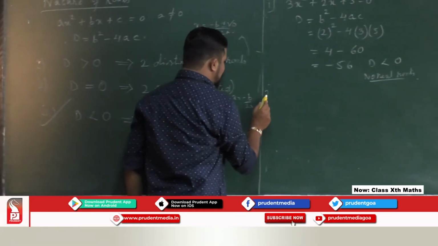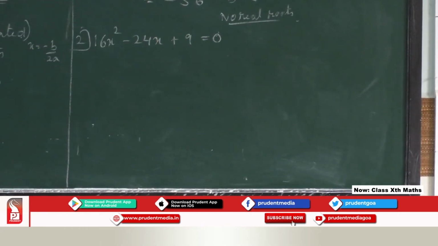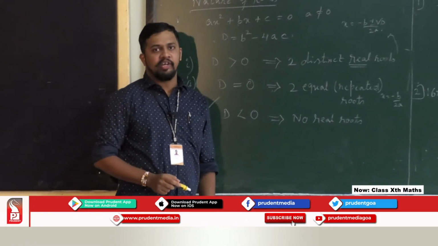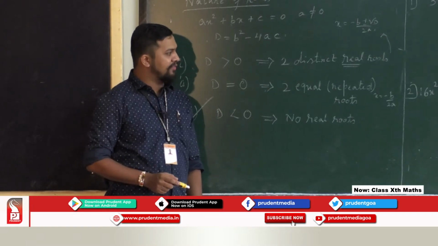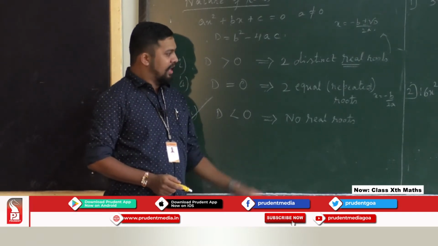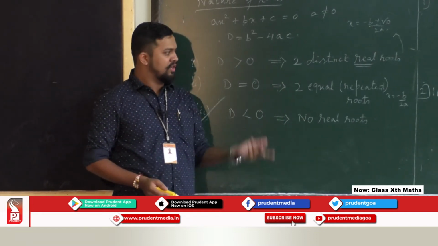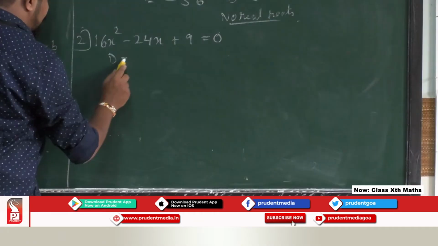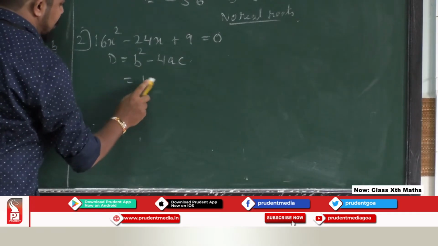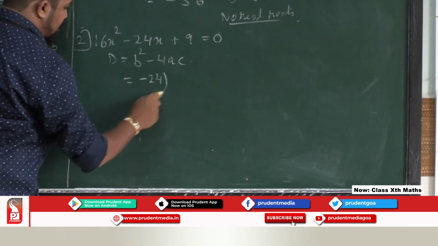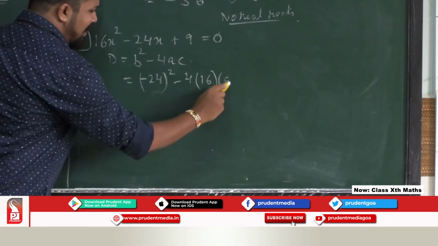Let me take another example: 16x square minus 24x plus 9. Again, let me identify a as 16, b as negative 24, c as 9. Now I have to know the nature of the roots: either real roots, repeated roots, or no real roots. So first find D, b square minus 4ac: negative 24 square minus 4ac. It is a slightly big number now.